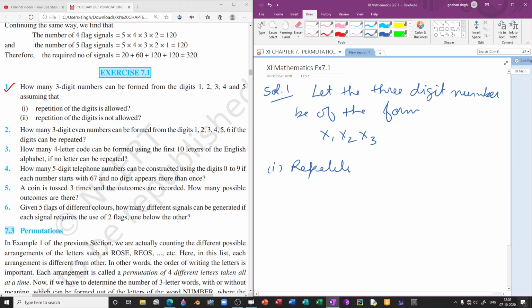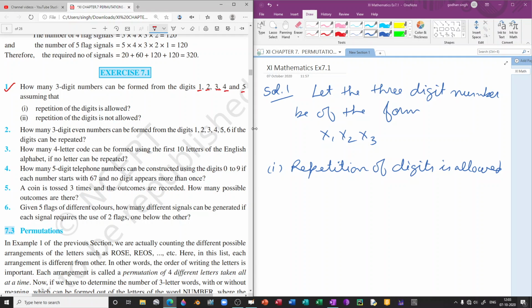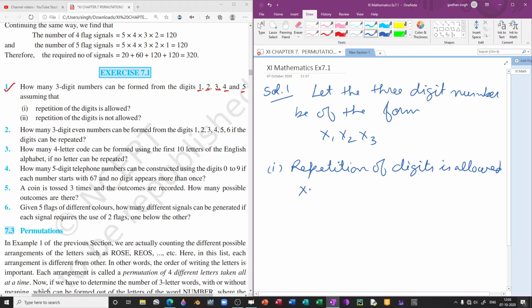Repetition of digits is allowed. So how many digits are given to us? There are 5 digits: 1, 2, 3, 4 and 5. So x1 can be filled up, because what it says is that repetition of digits is allowed. That means if we have filled x1 with 5, say suppose number 5, then we can fill x2 also with 5, x3 also with 5. That means the same number can be repeated 3 times.